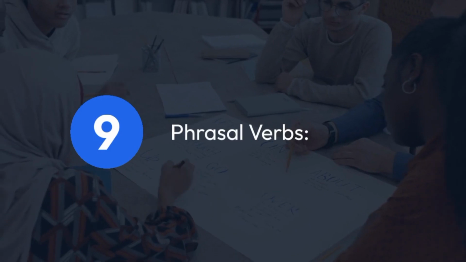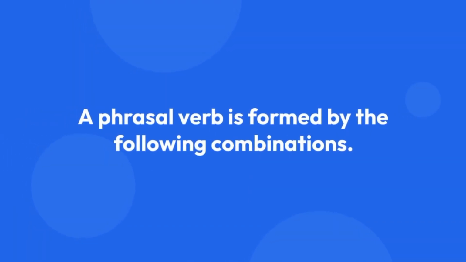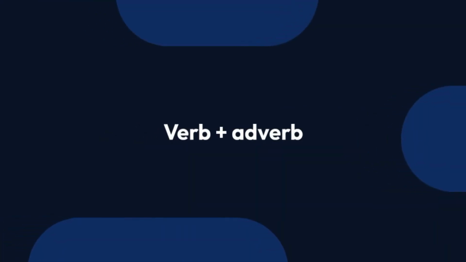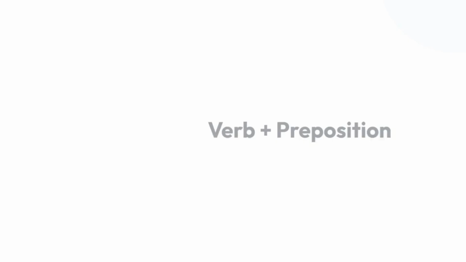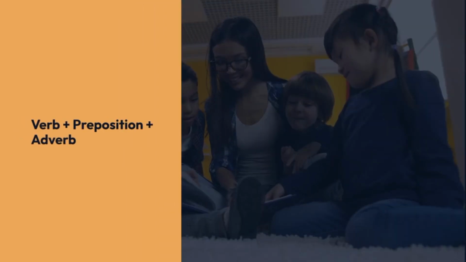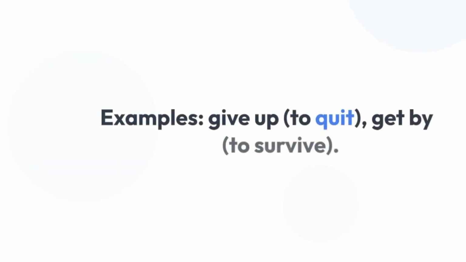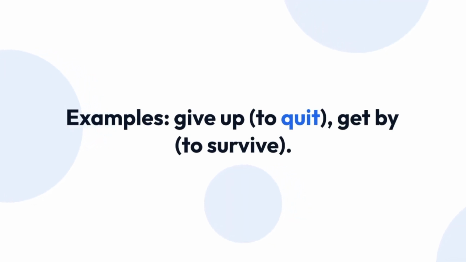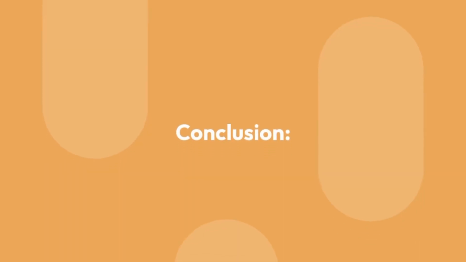Phrasal verbs. A phrasal verb is formed by the following combinations: verb plus adverb, verb plus preposition, or it may be a verb plus preposition plus adverb. Example, give up, to quit, get by, to survive.